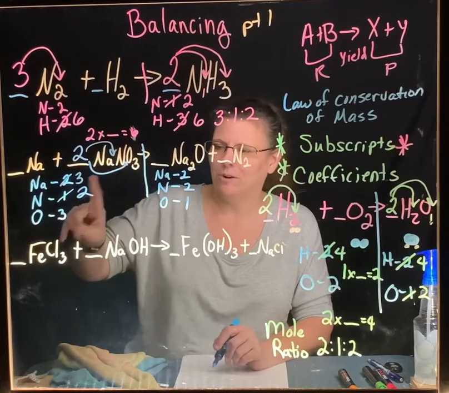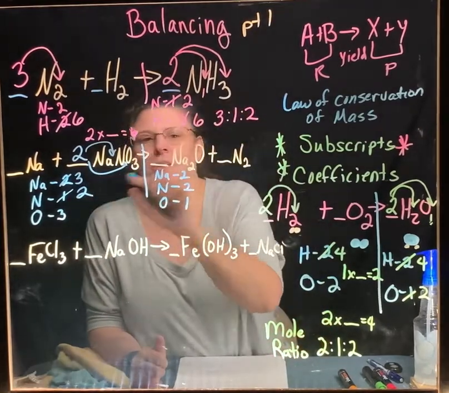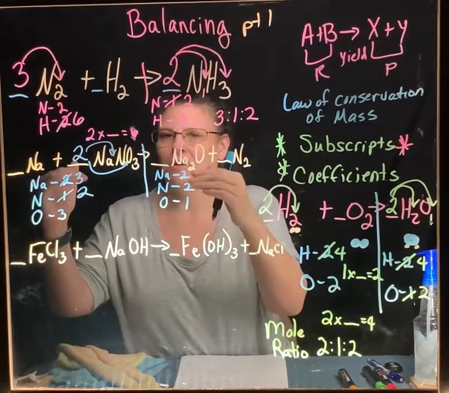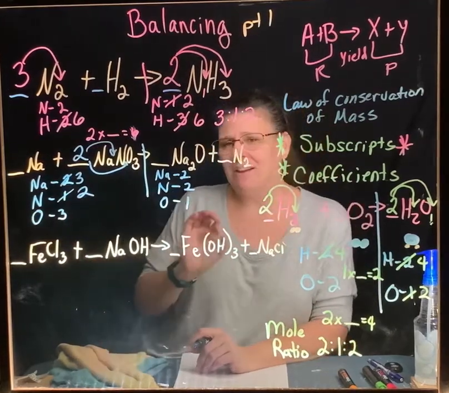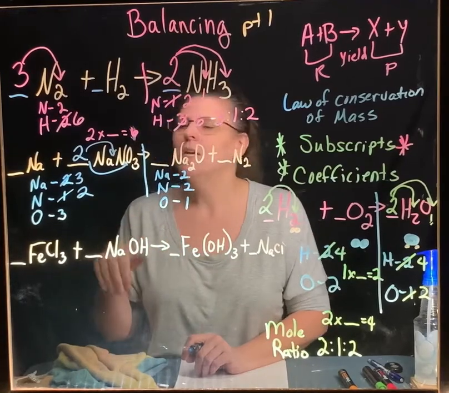So you want to worry about one thing at a time, okay? So now our sodiums are not balanced, but look at our oxygens. Let's just keep going down and then we'll come back to sodiums. Why? Because you have a free element, and a free element should be the very last thing that you try to balance because it's the easiest to balance at the end, okay?